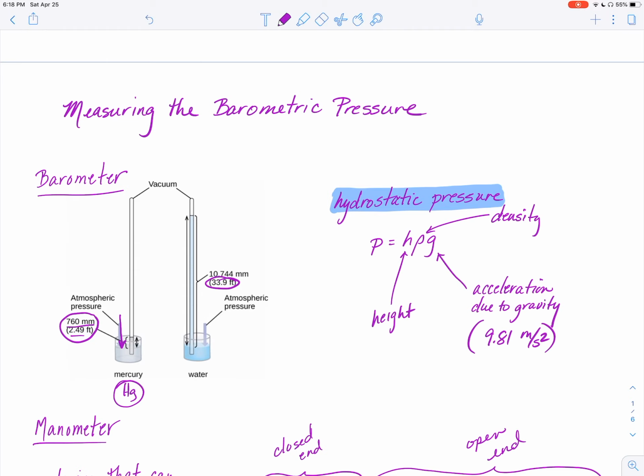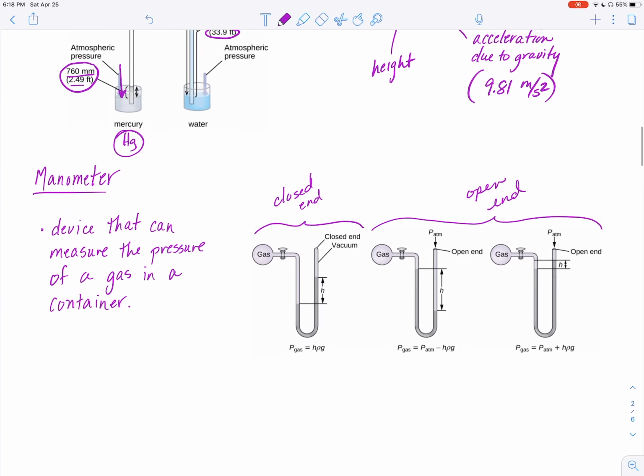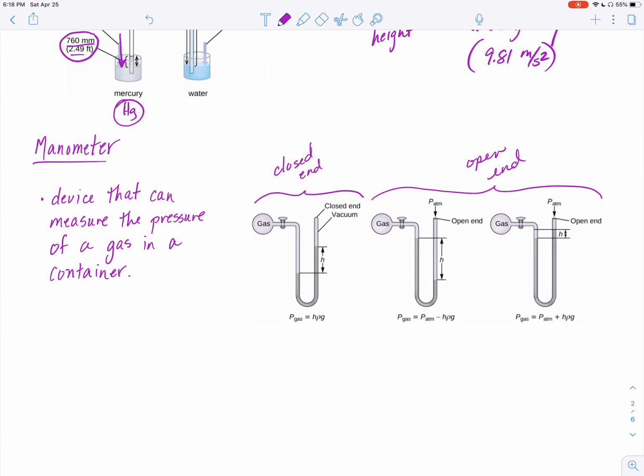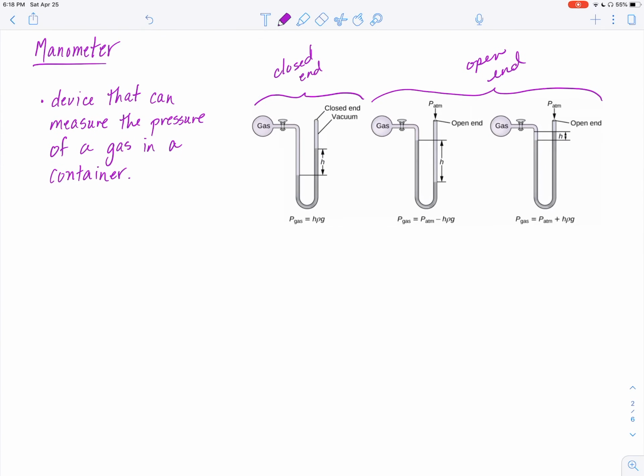So we don't use water as a substance to put into a barometer. We have to use something that has a much greater density. And so this is why mercury was very prevalent in a lot of our barometers starting out. We also have another method of measuring pressure, but this method is to measure the pressure of a substance inside a container, like a gas inside of a container.